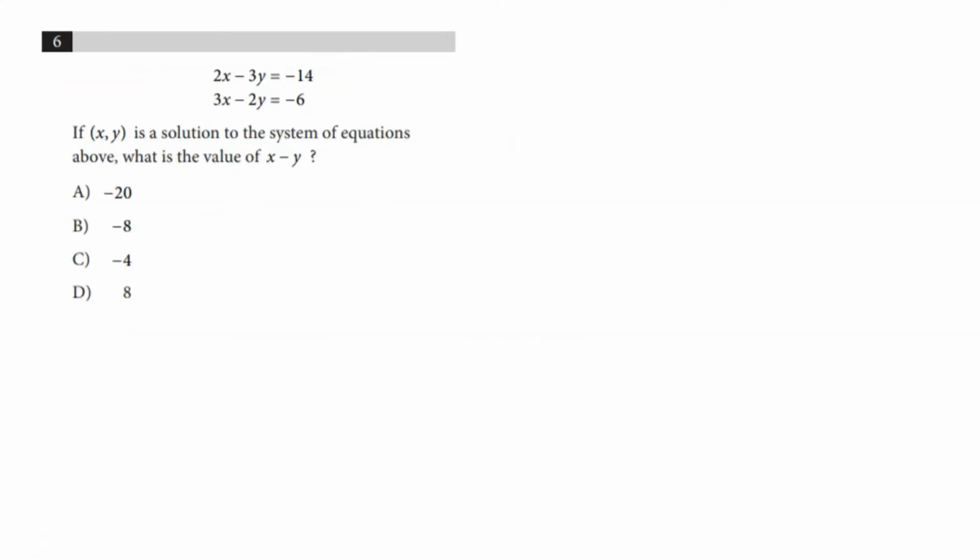So question 6 shows us a systems of equations problem that says, if (x, y) is a solution to the system of equations above, what is the value of x minus y? So just like any systems of equations problem, we can solve with either the substitution or elimination method, and I will use the elimination method here. So let me change colors again. We have that 2x minus 3y equals negative 14, and 3x minus 2y equals negative 6.